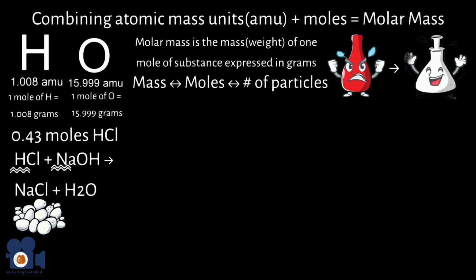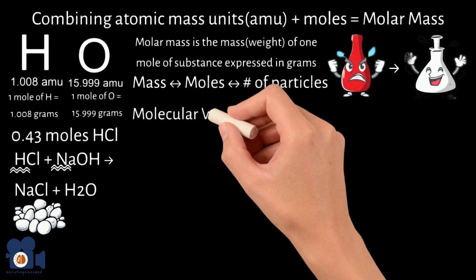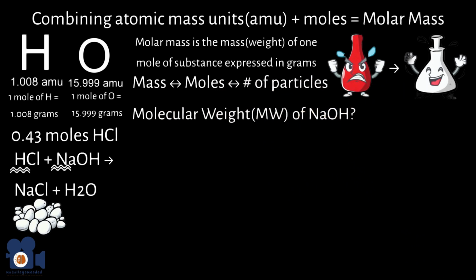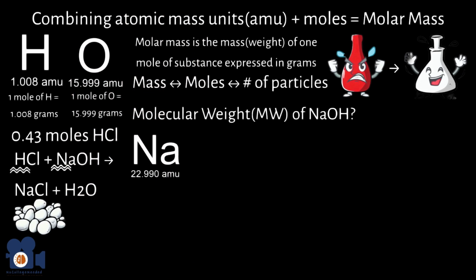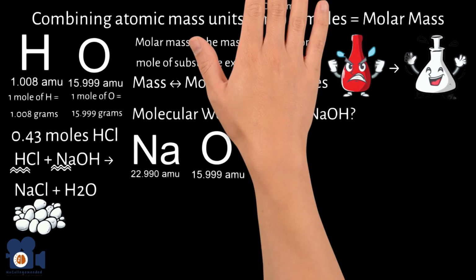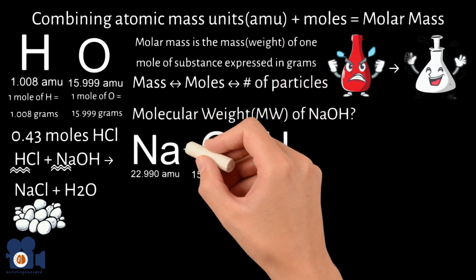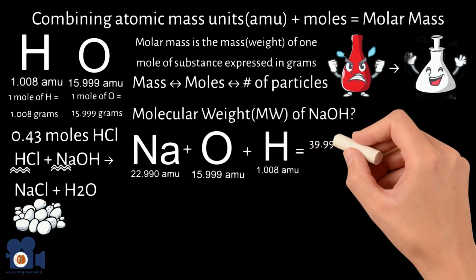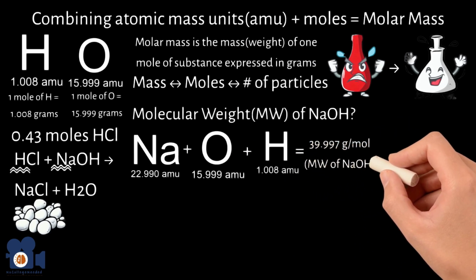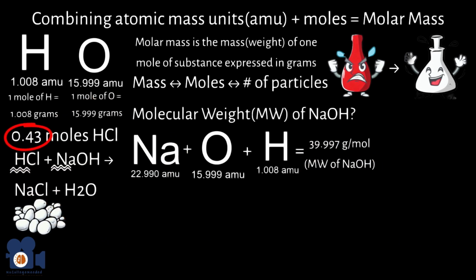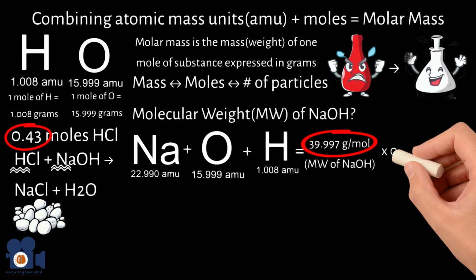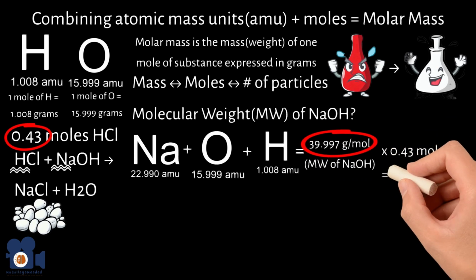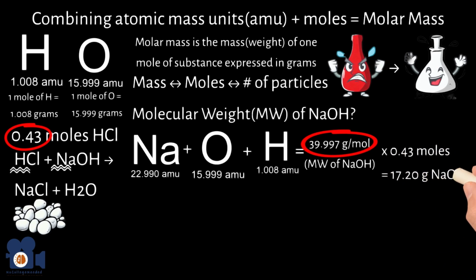Since NaOH comes as a white solid pellet, you want to know how much you need to add. To calculate this, you need to know the molecular weight, the mass in grams of 1 mole of NaOH. Looking at the periodic table, you see that sodium, Na, weighs 22.990 grams per mole, oxygen weighs 15.999 grams per mole, hydrogen weighs 1.008 grams per mole, so the total weight is 39.997 grams per mole. However, you only need 0.43 moles, not 1 mole. So you multiply the 39.997 grams per mole by 0.43 moles to get 17.20 grams.